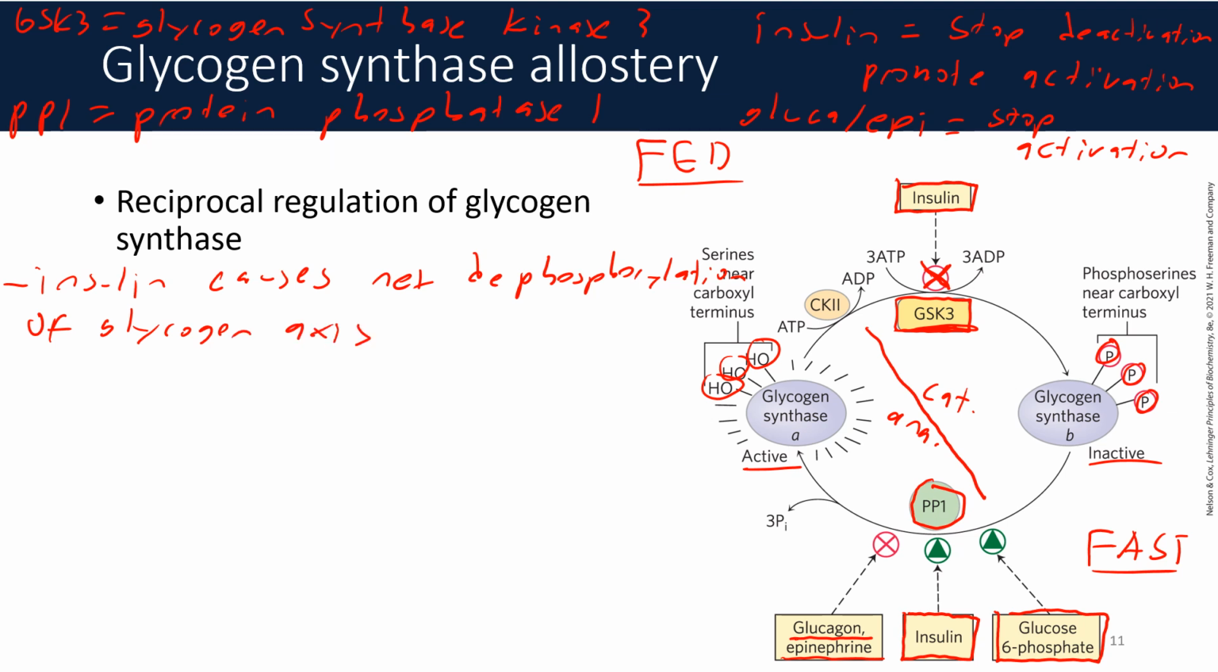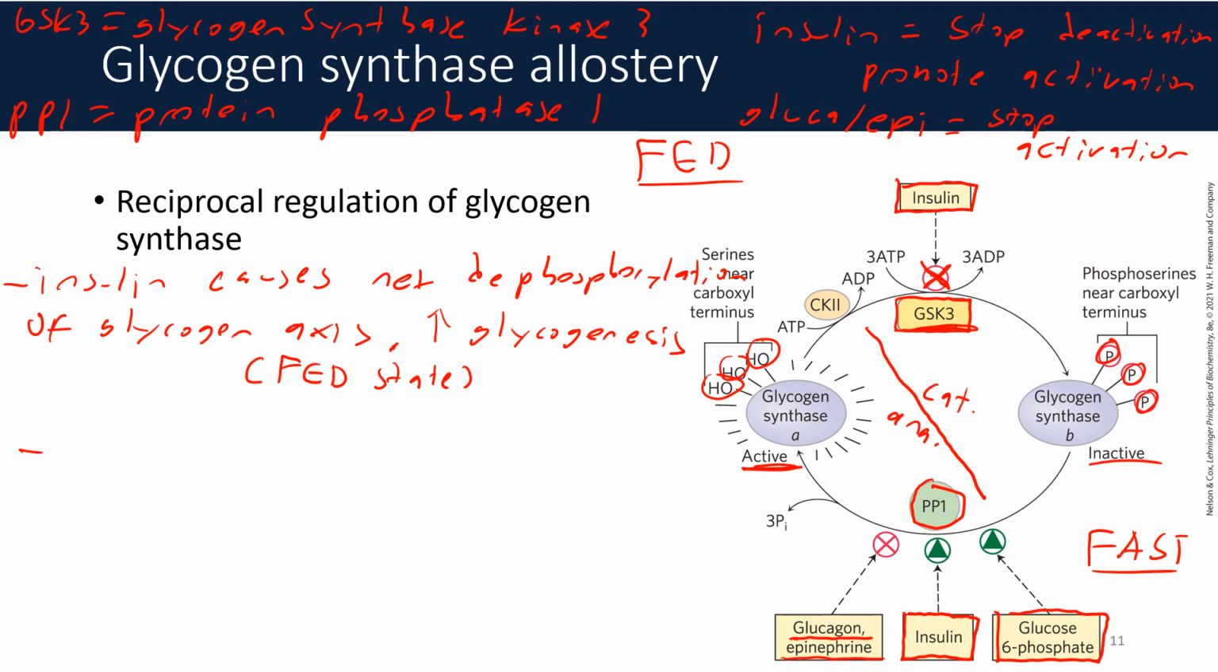Insulin activates protein phosphatase 1, the enzyme that activates glycogen synthase by dephosphorylating it, and it's the same PP1 that deactivates glycogen phosphorylase by also dephosphorylating it. This, of course, has the effect of increasing the rates overall of glycogenesis, glycogen synthesis. And it is therefore consistent with being in a fed state.